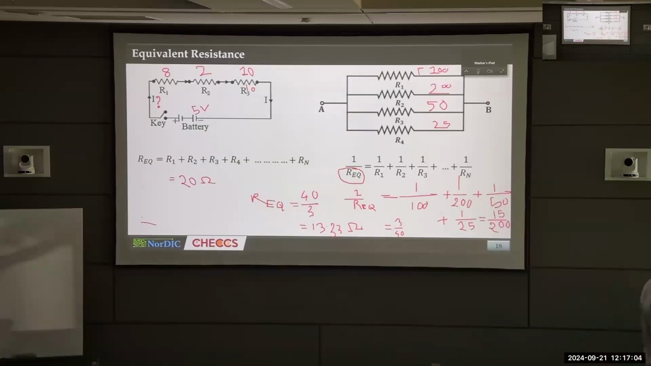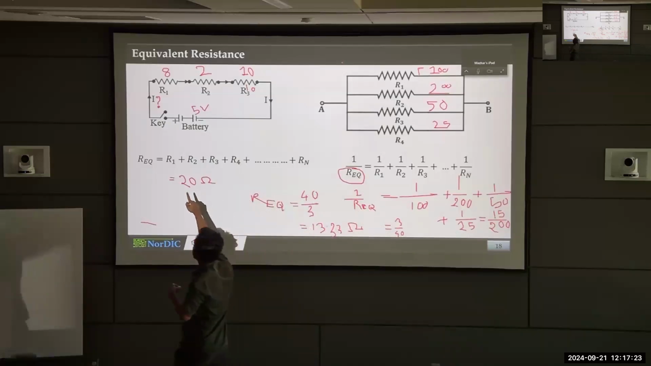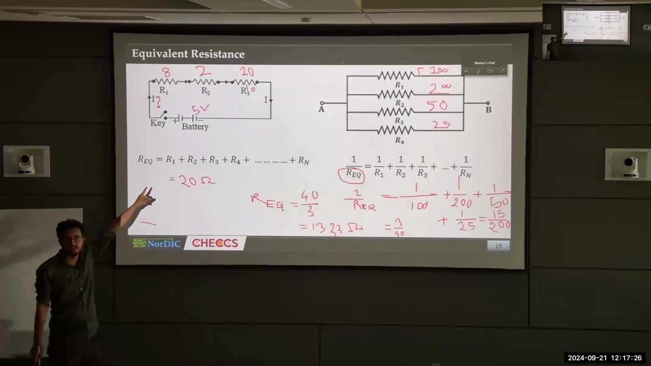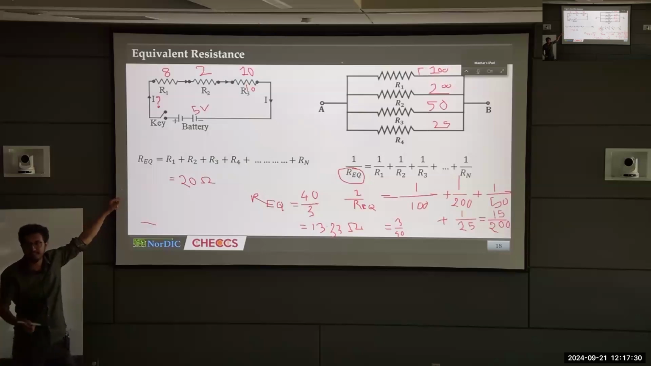So, who is gonna tell you what's the total current of the left circuit? 0.25 amperes. Yeah, excellent. So if you want to calculate the overall current of the left circuit, you calculate the total resistance first, which is 20 ohms, then divide the voltage by it. 5 divided by 20, which is basically 0.25 amps of current.